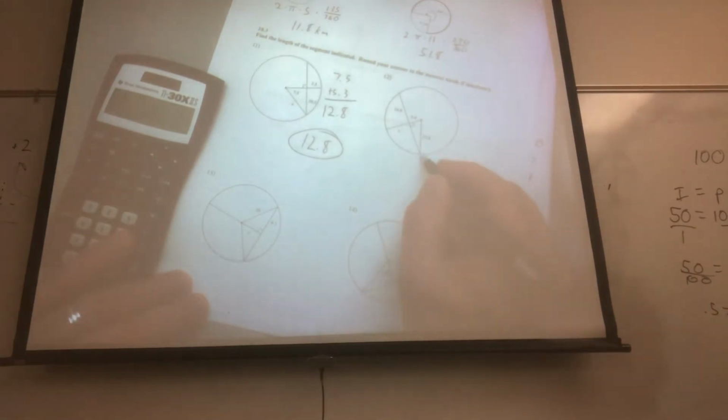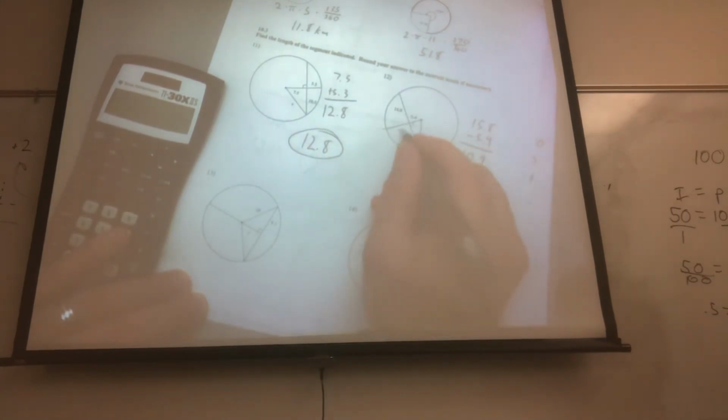This is a radius, it's 15.8. This is also a radius. This part is 5.4. So 15.8 minus 5.4 is going to give us 10.4. So that's what this x value is. X is 10.4.